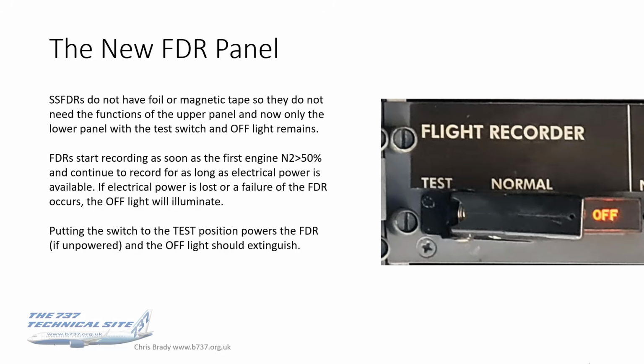The new panel just looks like that. It's simply got a test position, which should make the off-light extinguish, and the normal position. And that's because the new FDRs don't have foil or magnetic tape, so you don't need the functions of the upper panel. FDRs start recording as soon as the first engine starts, and they continue to record for as long as electrical power is available. If electrical power is lost or you get a failure of the FDR, the off-light will illuminate.